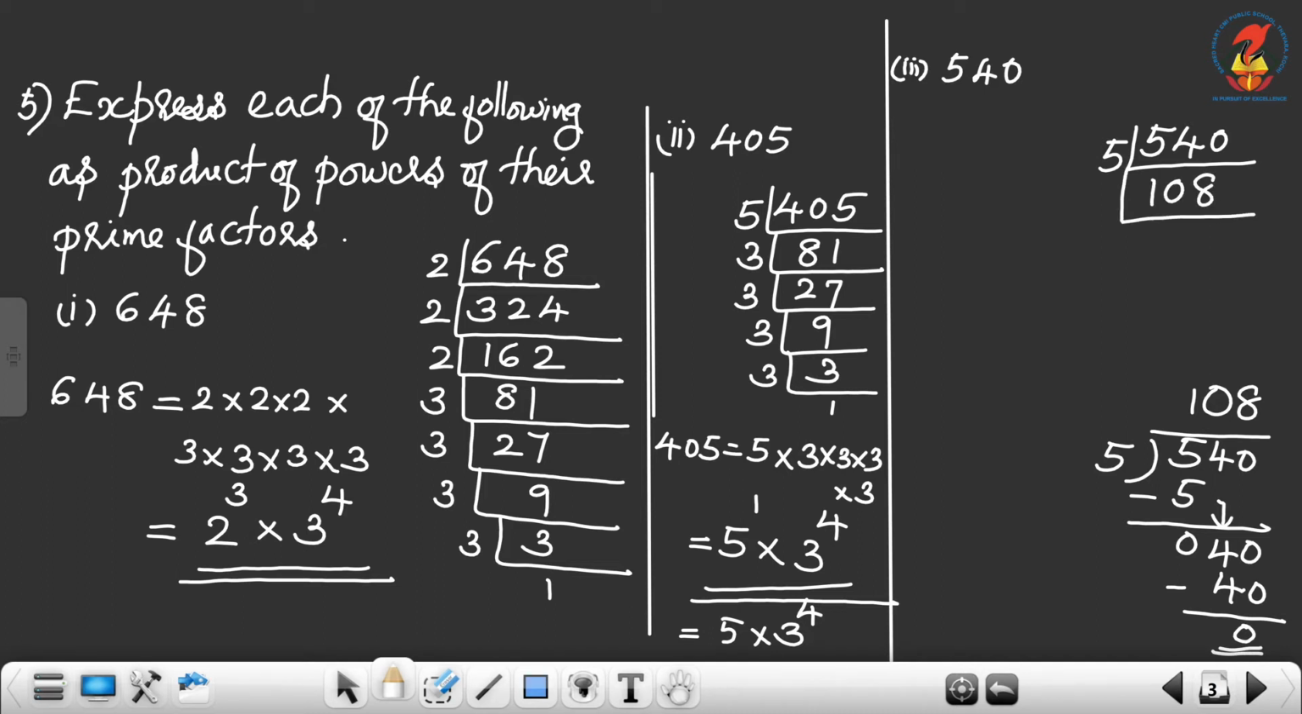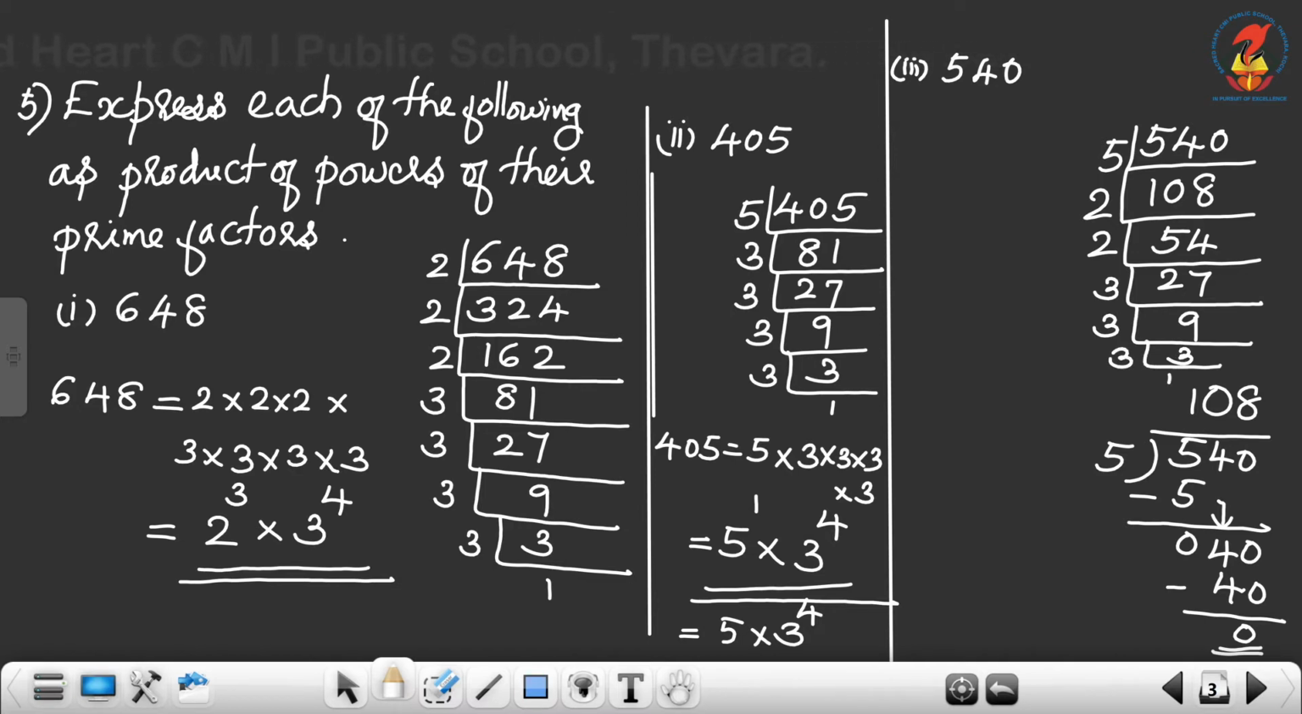Then 108 we can do with a 2, 2 5s are 10, 2 4s are 8, again with the 2, 2 2s are 4, 2 7s are 14. Then with the 3, 3 9s are 27. Again with the 3, 3 3s are 9. Therefore, 540 is equal to, 5 is repeated only one time.